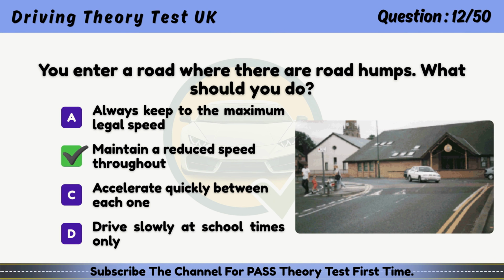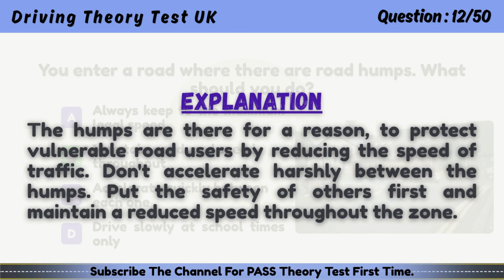Answer is B. Maintain a reduced speed throughout. The humps are there for a reason: to protect vulnerable road users by reducing the speed of traffic. Don't accelerate harshly between the humps. Put the safety of others first and maintain a reduced speed throughout the zone.